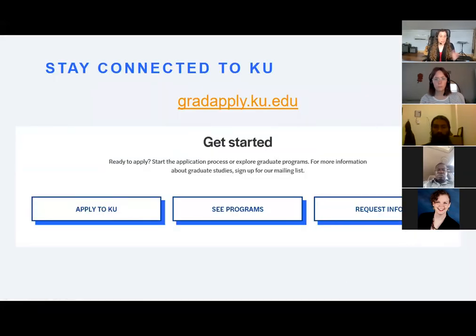So then finally, and we've listed this website a couple of times in the presentation, the graduate admissions page is where you'll go, at least for KU, to start an application or to submit an inquiry form. So the Apply to KU button would link you to the application. That See Programs button, and I can put that actual link in the chat here, is where you would find all of the application requirements and contact information for your specific program. And then that Request Info button is if you're at this point still looking at programs and just want some more general information, you could submit an inquiry form, and then the program will start to send you more information.